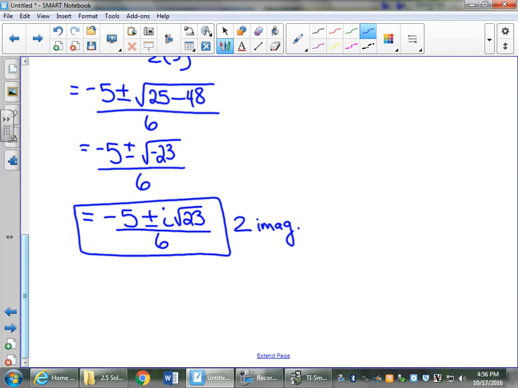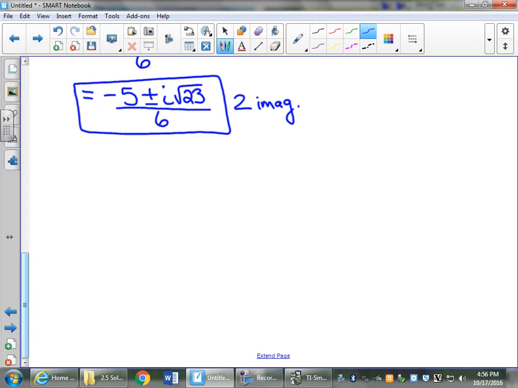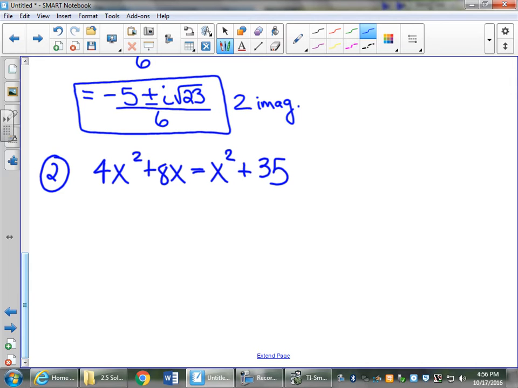All right, we have 2 more, and then a real world problem. So example number 2, 4x squared plus 8x equals x squared plus 35.